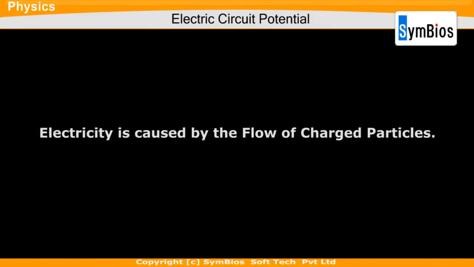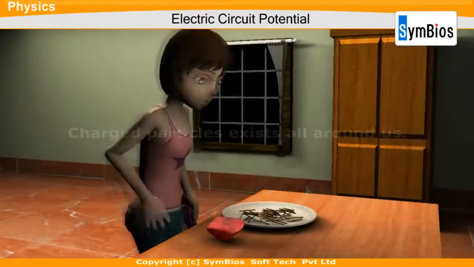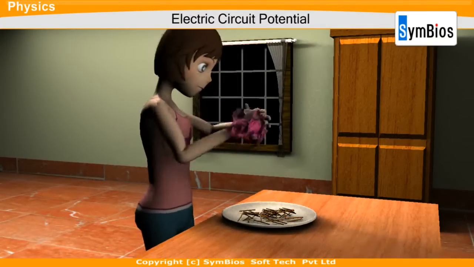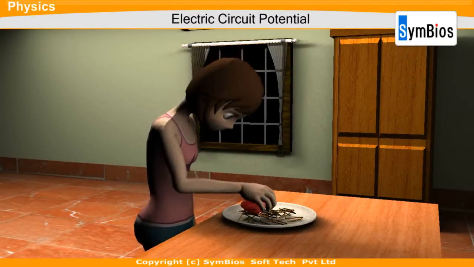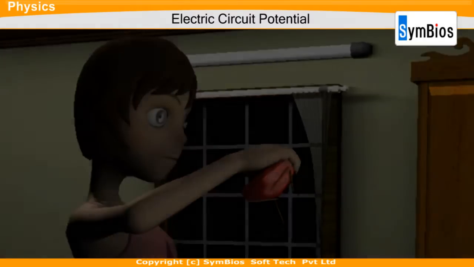Electricity is caused by the flow of charged particles. Charged particles exist all around us. Greek philosophers noticed that when a piece of amber was rubbed with cloth, it would attract pieces of straw. They recorded the first references to electrical effects such as static electricity and lightning over 2,500 years ago.